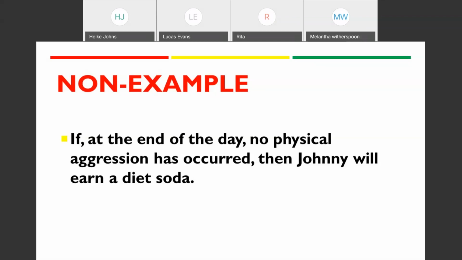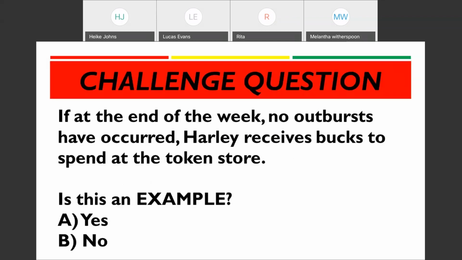So let's move into a challenge question. You actually will get to respond this time through the polling feature. It's going to be amazing. So if at the end of the week, no outbursts have occurred, Harley receives bucks to spend at the token store. Is this an example or a non-example?